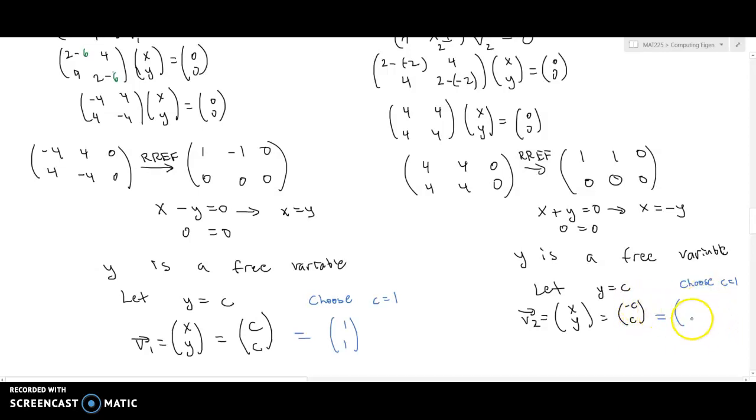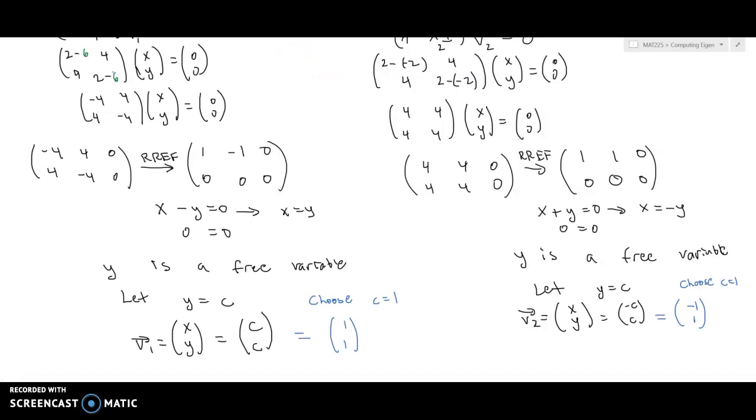So if I choose 1 for c, then I will have negative 1 for the x component, and this is in fact an eigenvector. Now we can just double check. If you put in negative 1 for x and 1 for y, negative 1 times 4, 4 plus 1 times 4, 4 equals in fact 0. So that satisfies the equation.